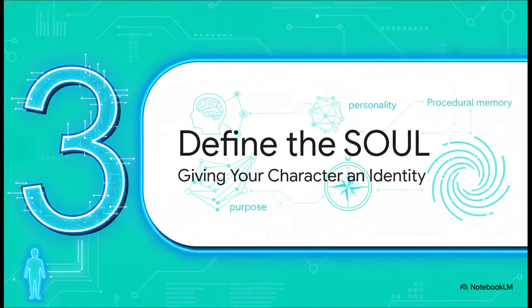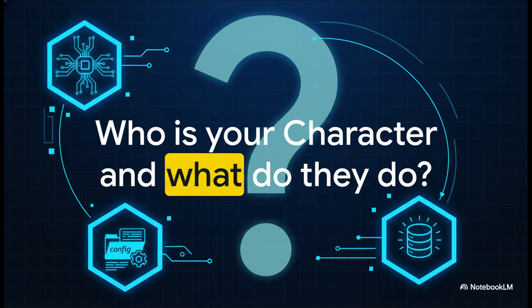Okay, so right now, our agent is just a raw language model. It doesn't have an identity. This next phase, this is where we define its soul. This is where we give our character its unique personality, its purpose, and its procedural memory. So we have to ask a fundamental question: who is this character and what exactly do they do?